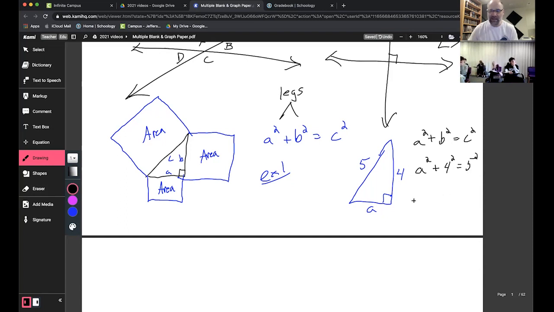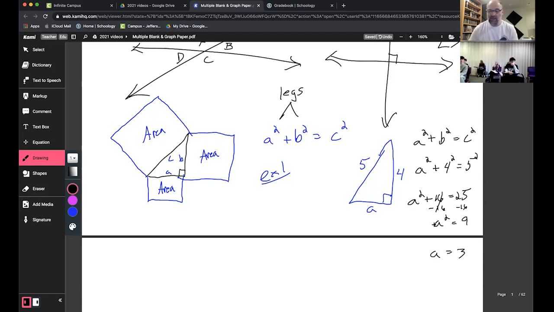Well, let's do the math. A squared plus 16 equals 25. We're trying to solve for A, so get rid of 16. Subtract 16. A squared equals 9. If A squared equals 9, what does A equal? Square root of 9, which is 3.